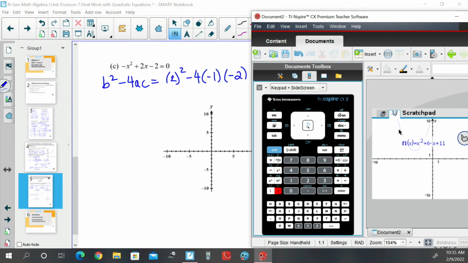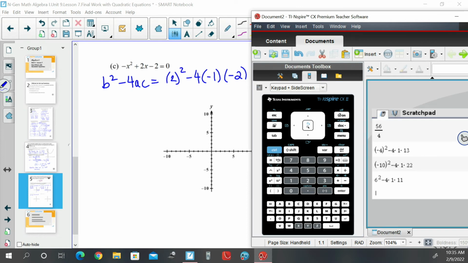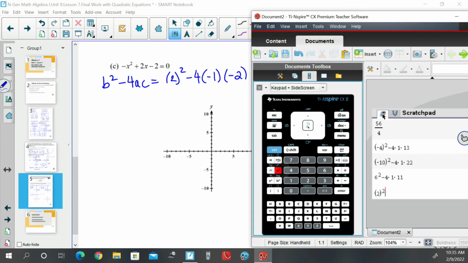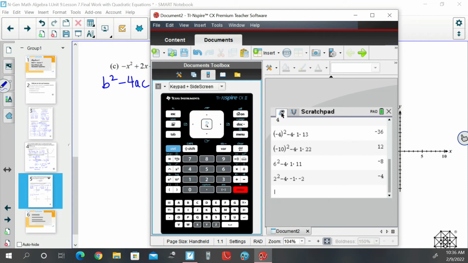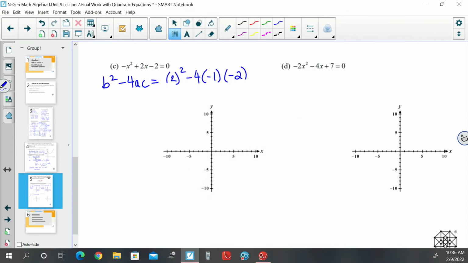I did it again. Every time I'm like, okay, I'm cranking this in, and then I don't even look at the screen. 2 squared minus 4 times negative 1. I'm going to remember on the next one. All right, enter, and what do I have? I've got negative 4. Negative 4 is my discriminant. So that should tell me that there are no real solutions.